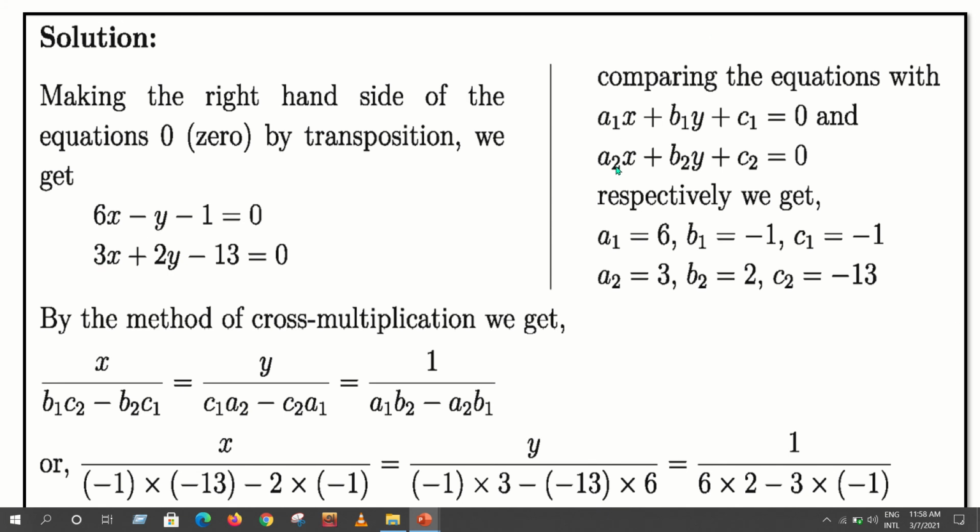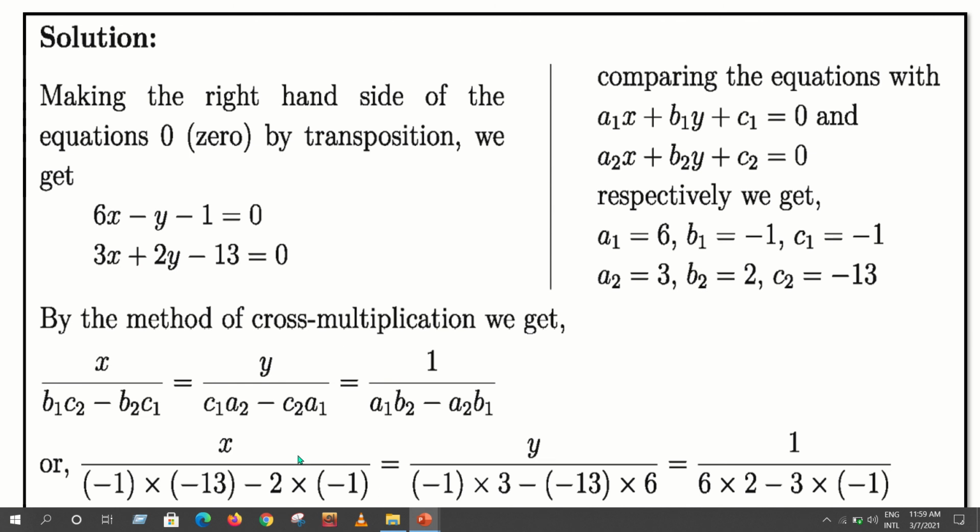Okay, you can apply this formula, and comparing this with this we get a1 equal to 6, b1 equal to minus 1, c1 equal to minus 1, a2 equal to 3, b2 equal to 2, c2 equal to minus 13. That means a1 is 6, a2 is minus 1, b1 is minus 1, and c1 is minus 1. Here a2 is 3, b2 is 2, and c2 is minus 13.